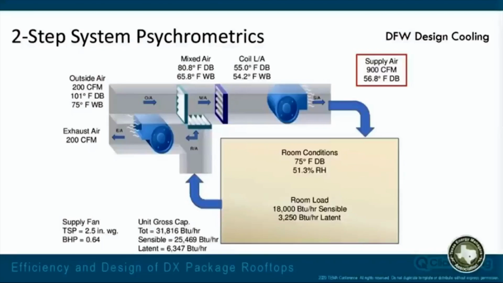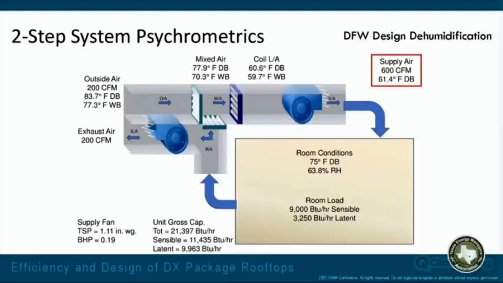So let's see what happens to our psychrometrics. And we look at our full load day, and really nothing changes because we've got the same 900 CFM, the same 56.8 degree leaving air temperature from the unit. So we're still at 75 degrees and 51.3% relative humidity. So nothing real interesting happened there, but we wanted to remind of that condition.